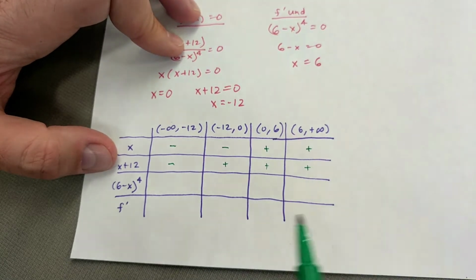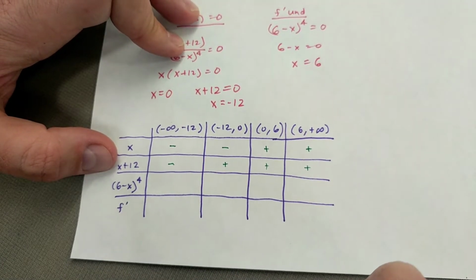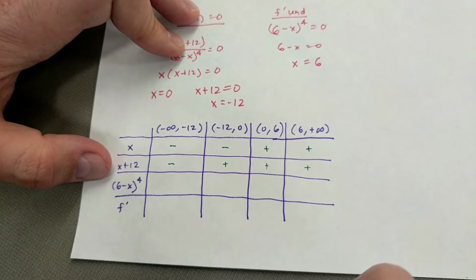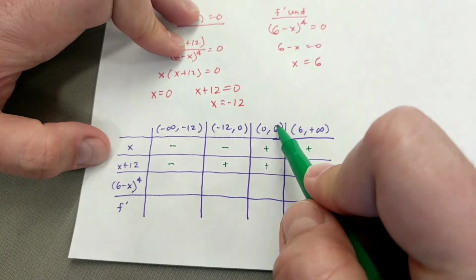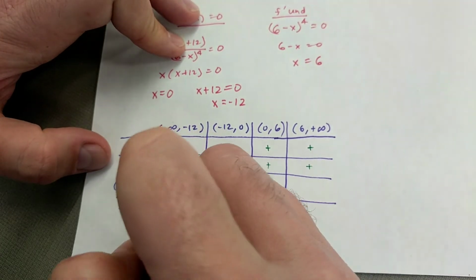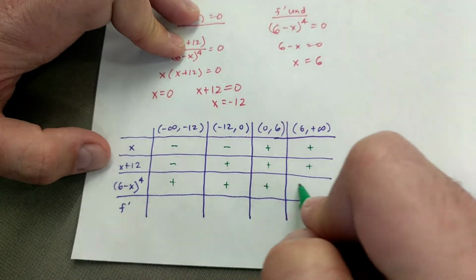Last one, you don't even have to think about here because it's to the fourth power. Anything to the fourth power will always be a positive value, or 0, but we've removed when it's 0. The 6 is where it's 0. So positive, positive, positive, positive.